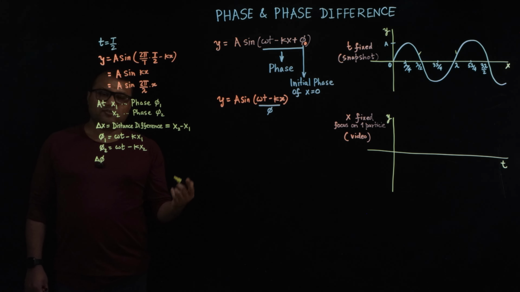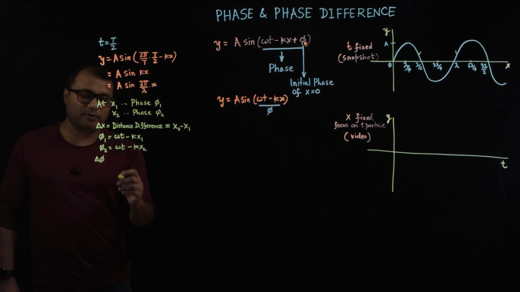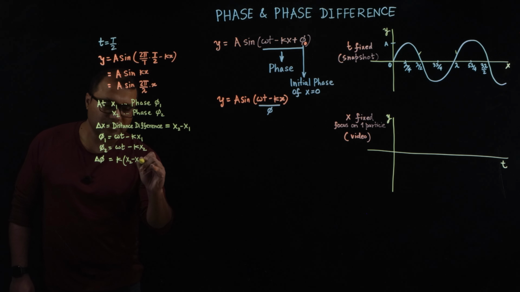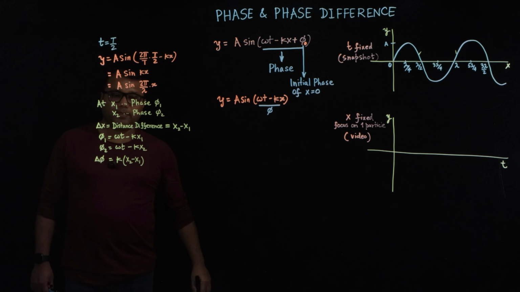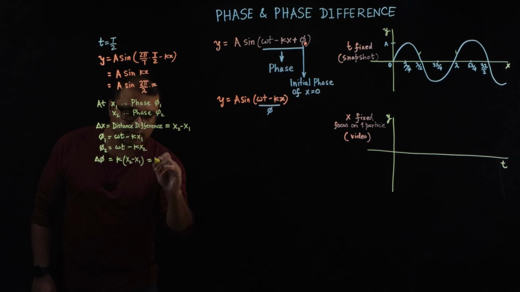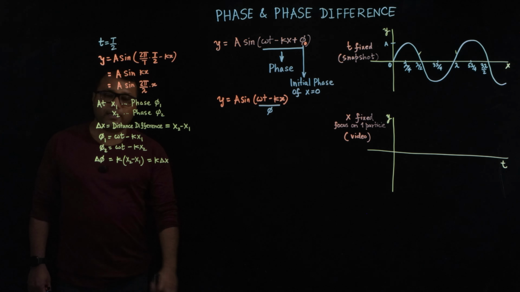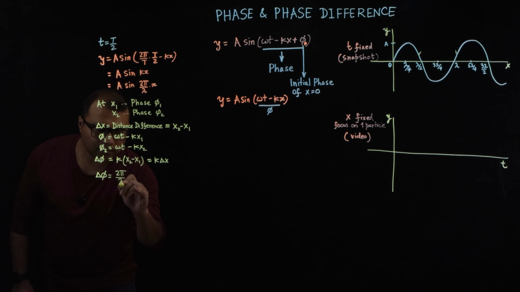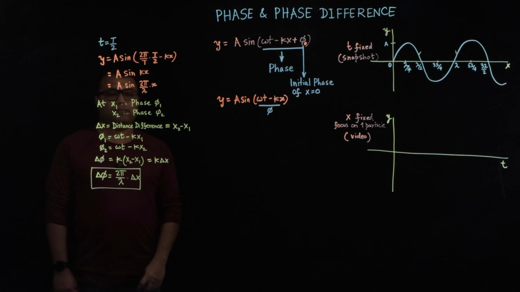So what is delta phi? Delta phi is phi 2 minus phi 1, or mod of phi 2 minus phi 1, whichever way you look at it. This is k times x2 minus x1. Let's just imagine it's mod. So this is k delta x. Now we get a relation: phase difference is 2 pi by lambda into distance difference.